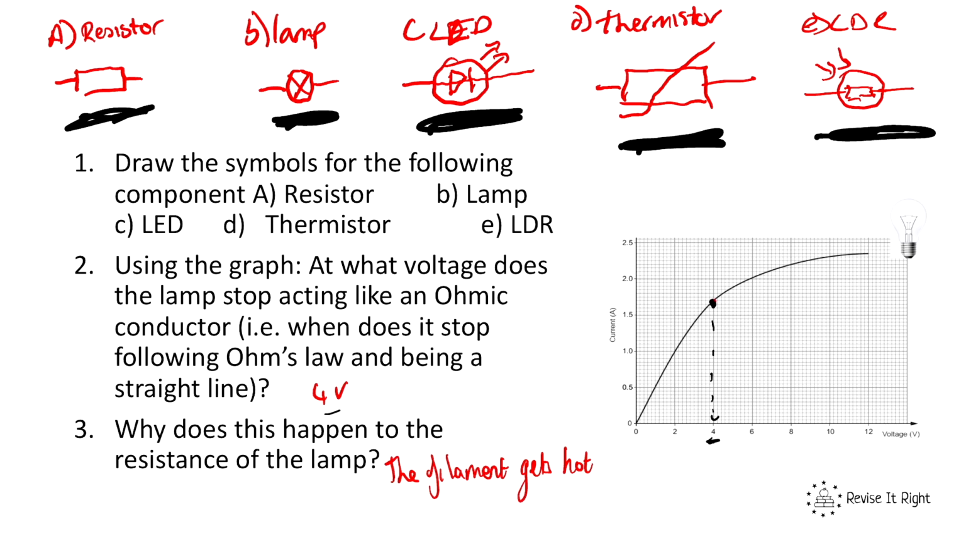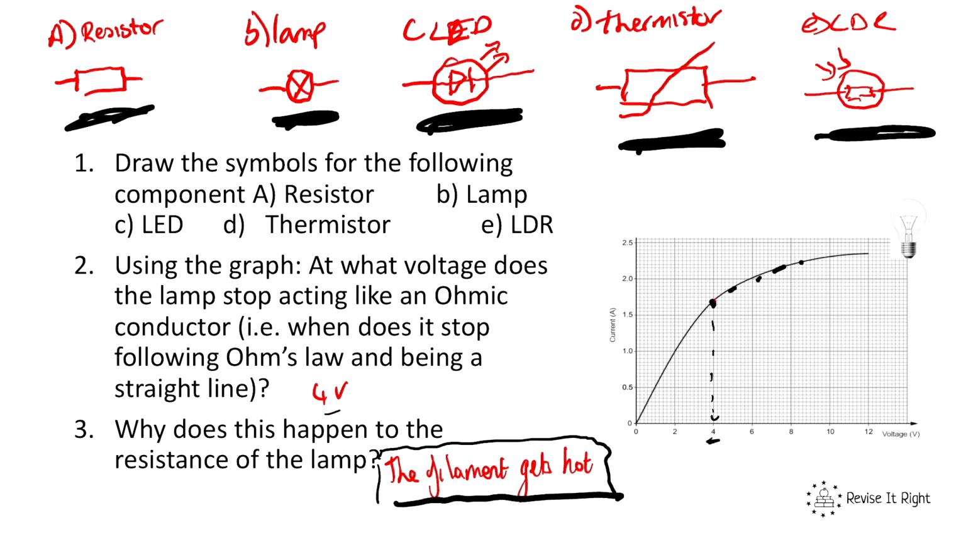And finally, why does this happen to the resistance of a lamp? So why does the current start to gradually go like that? Well, it's because the filament bulb gets hot. And we know as the bulb gets hot, the resistance will start to increase. So it's because the filament lamp bulb gets hot.